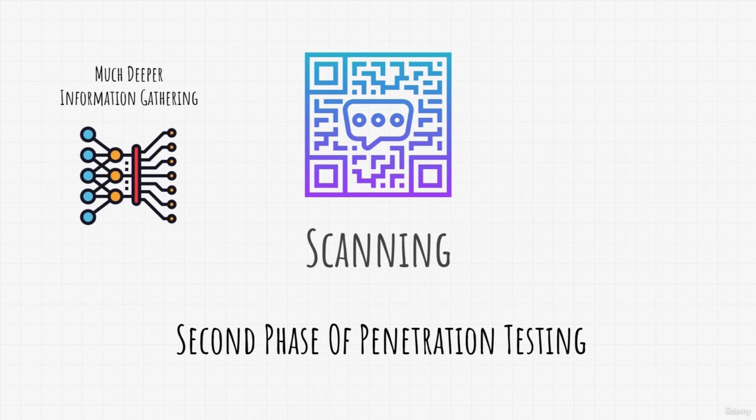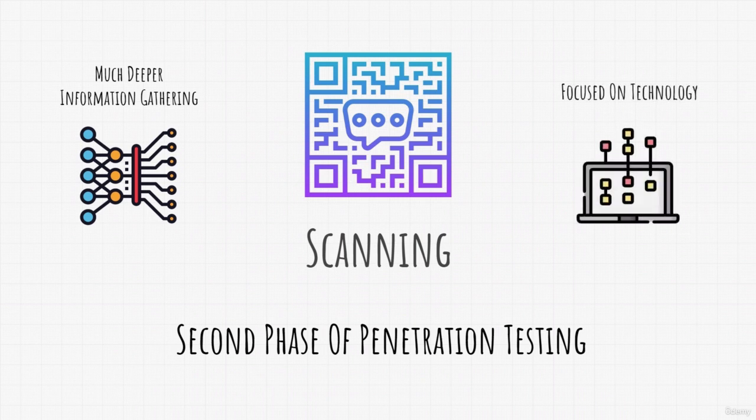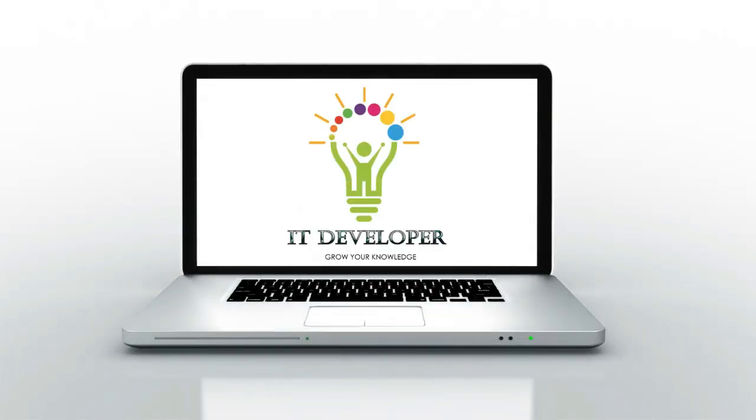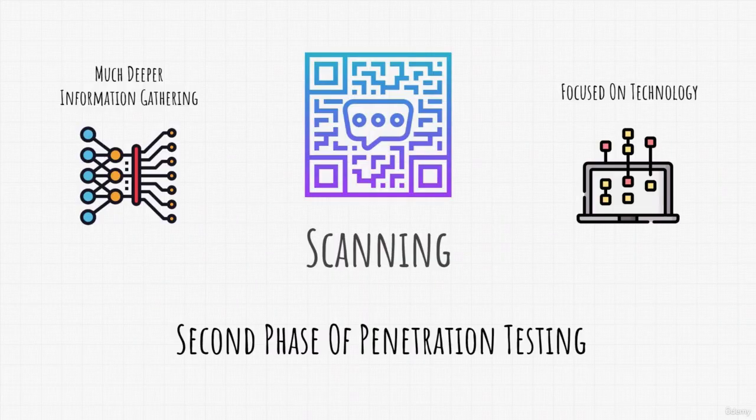And also, while in the first phase we gathered all kinds of information such as emails, phone numbers and a bunch of other things, in the scanning we are mainly focused on the technology side. So we want to find out as much as we can about our target's technical aspect. We're going to talk about in just a second exactly what we are looking for in this stage and what all the goals of this stage are.